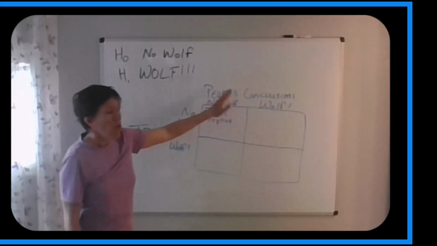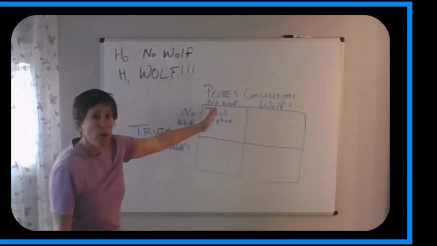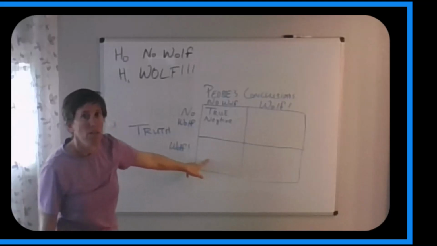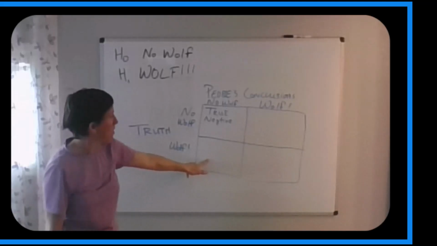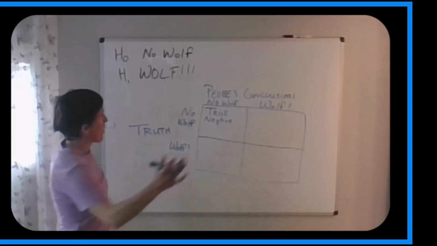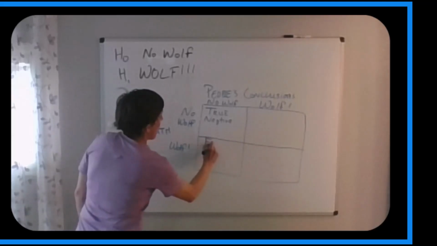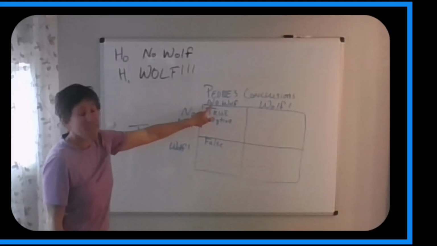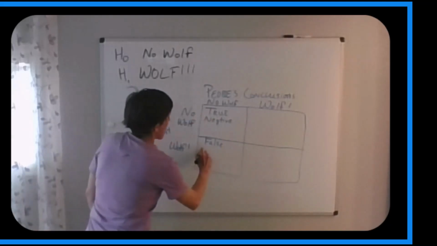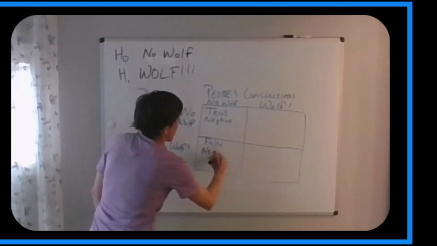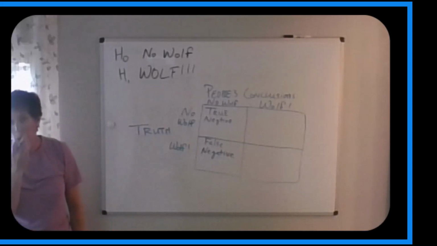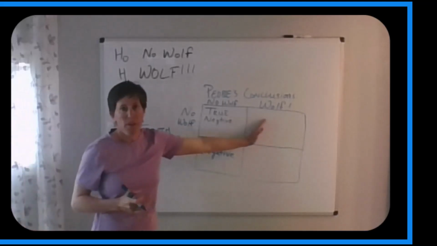The people decide there is no wolf, when in reality, there is a wolf. What is this? Well, the results are false, and they decided on the negative, so this is a false negative.